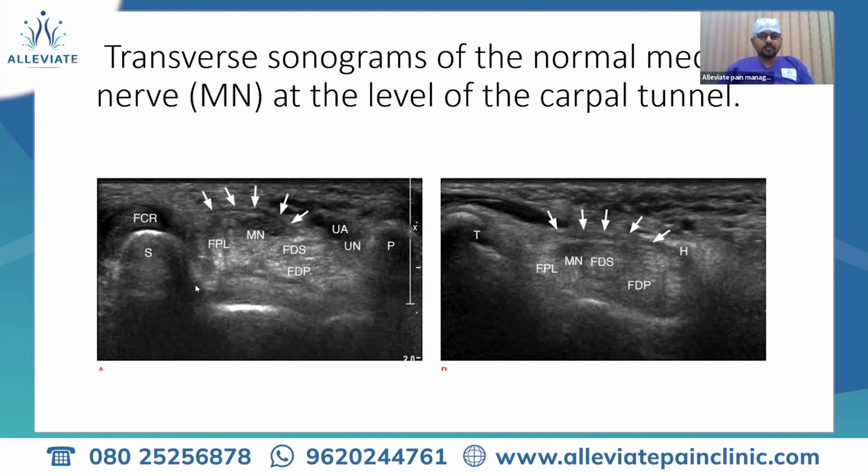So this is at the proximal carpal tunnel. This is the distal tunnel, where the bony boundaries will be the trapezium and the hook of the hamate, and the arrow marks are nothing but the flexor retinaculum. Okay. So again, short axis view.